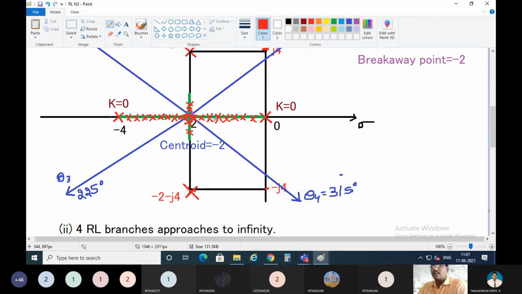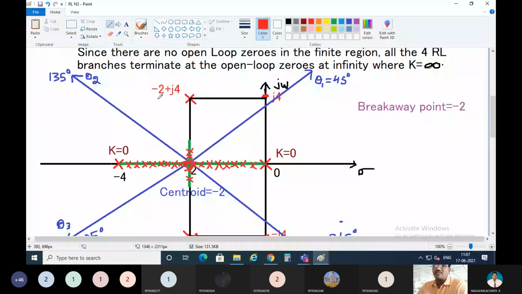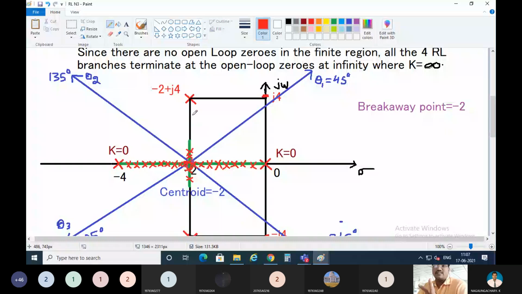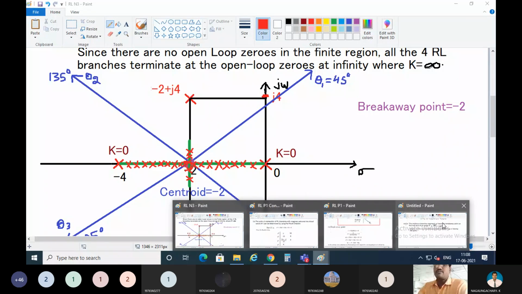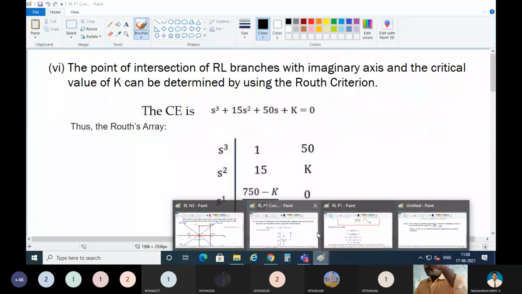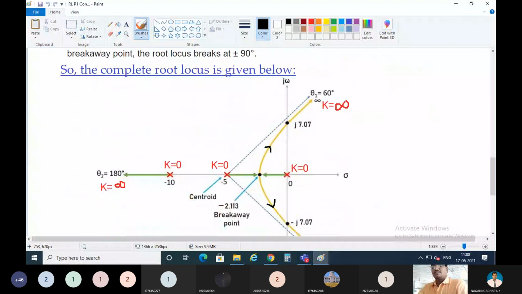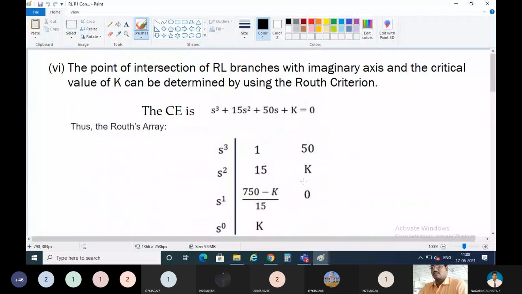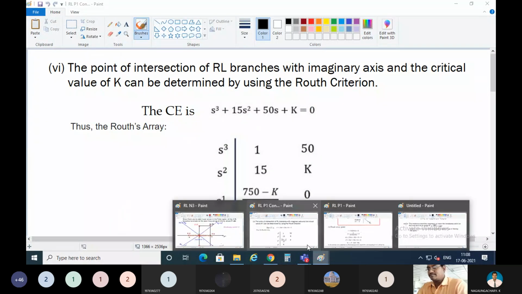Now the remaining two branches. One branch starts at -2 plus j4, another branch starts at -2 minus j4. How much angle do they depart at? How much angle does the root locus depart from these two complex conjugate poles? That is given by the angle of departure.